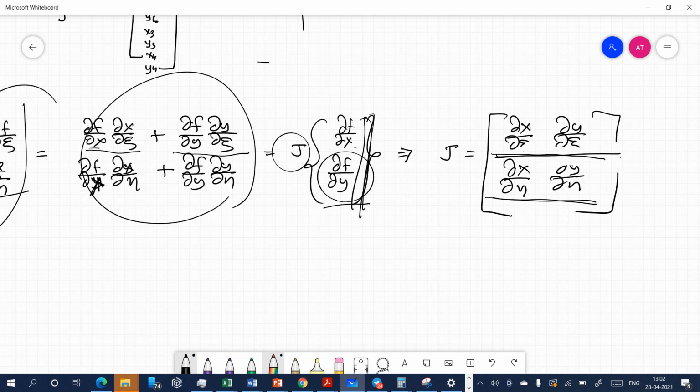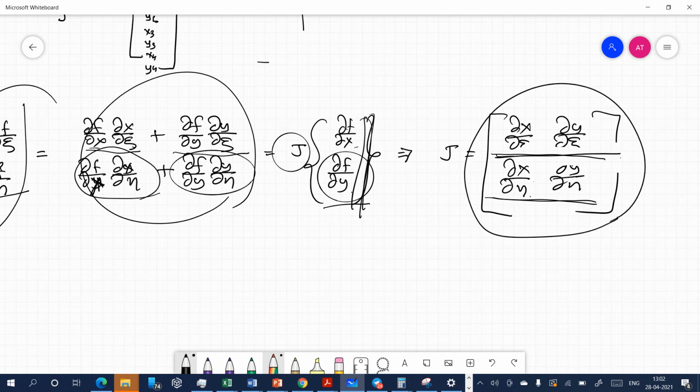So del f by del x into del x by del eta and del f by del y into del y by del eta. So you get this term and you get this term, and that's how you get it. So this is the Jacobian matrix. Okay. So Jacobian matrix has 4 terms.